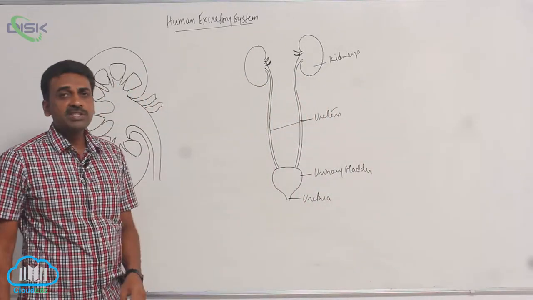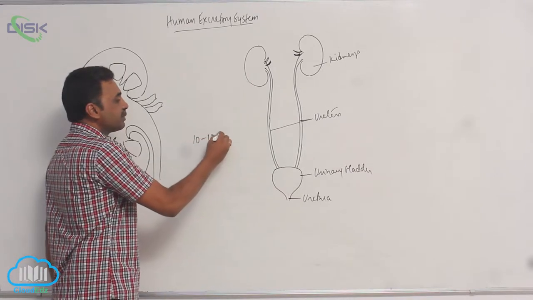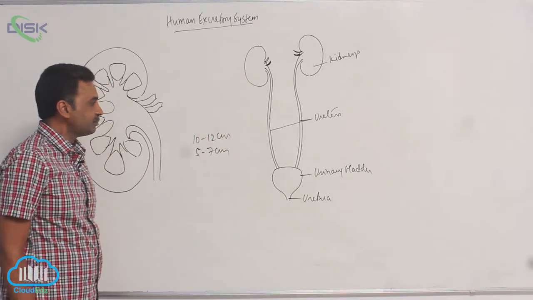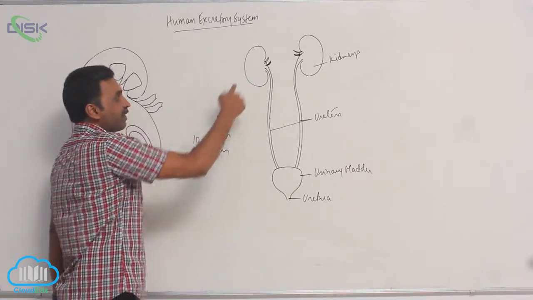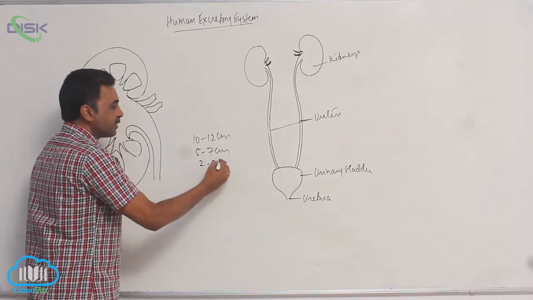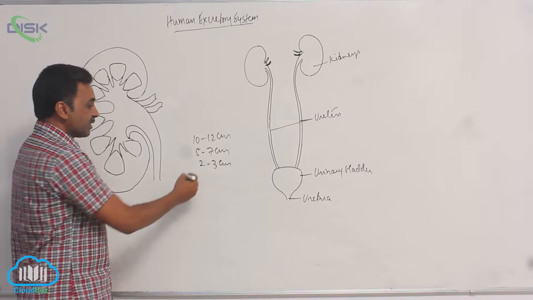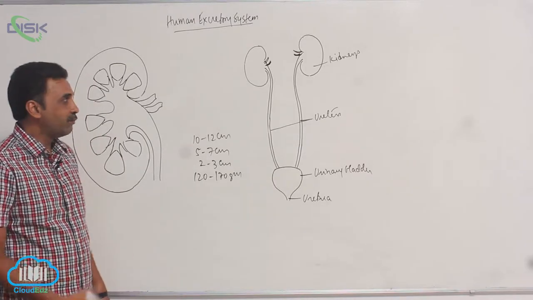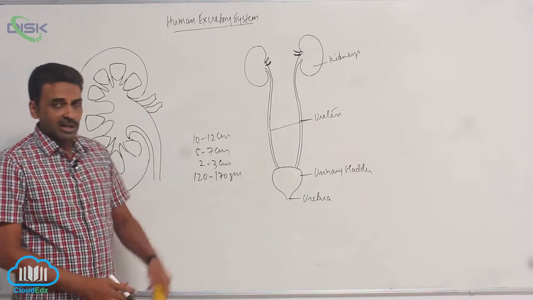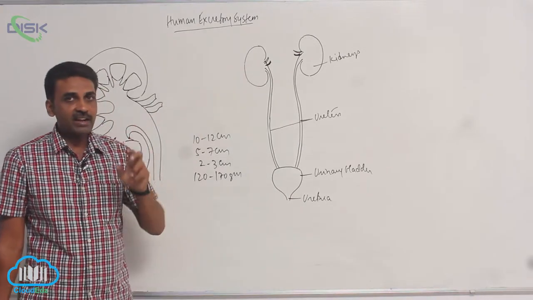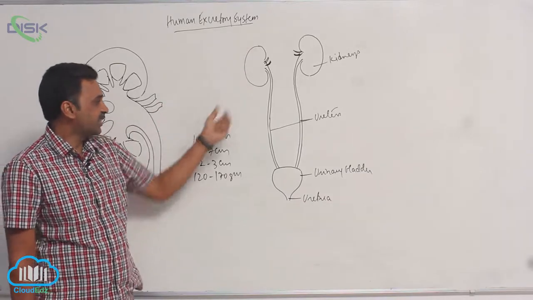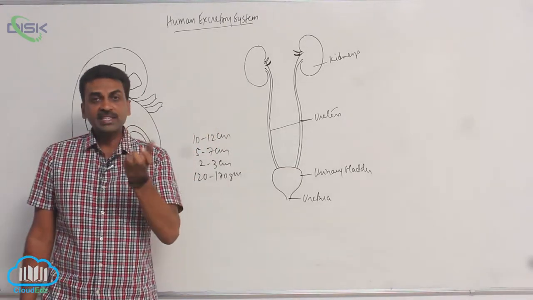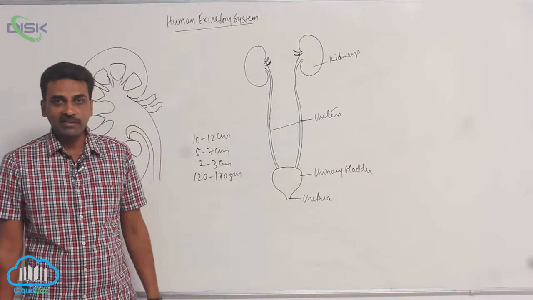Now, if I take the dimensions of the kidney: 10 to 12 centimeters in length, 5 to 7 centimeters in width, and 2 to 3 centimeters in thickness. Each kidney weighs around 120 to 170 grams, so roughly 150 grams. So those are the dimensions of the kidney. It is bean shaped, red in color, and a retroperitoneal organ.